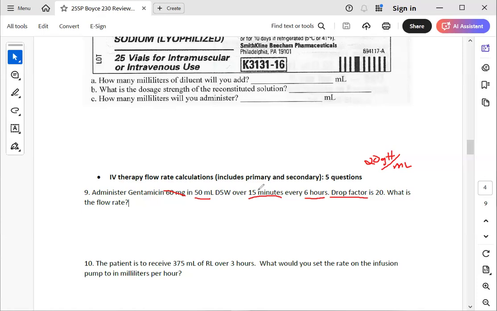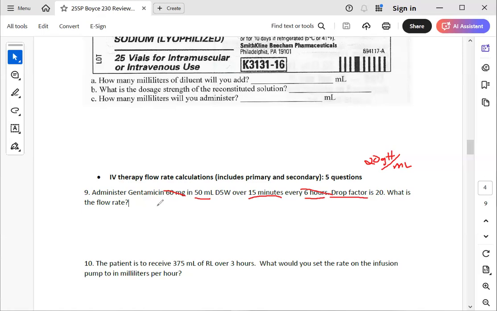Okay. So it's kind of like give 2 tablets every 12 hours. You're not worried about giving them 2 tablets every second. You're worried about 2 tablets now, wait 12 hours, 2 tablets, and then wait 12 hours. This is the same situation. Gentamicin, 50 milliliters over a 15-minute time frame, then 6 hours later, repeat. Okay. So now that we know that, and we know that we're not using the 60 milligrams and we're not using the 6 hours, now we have everything we need.